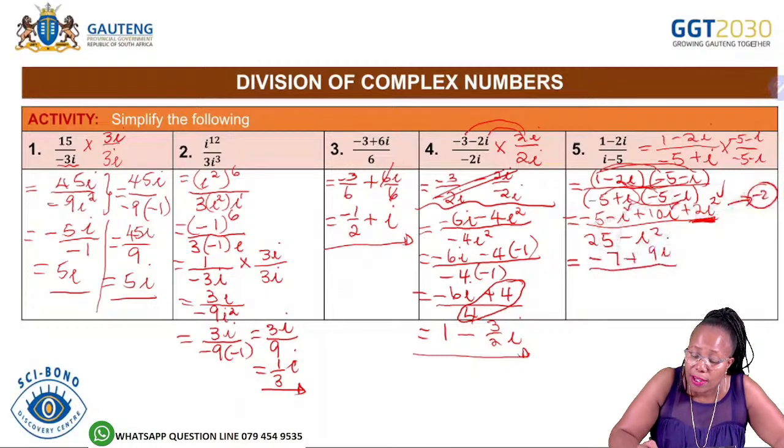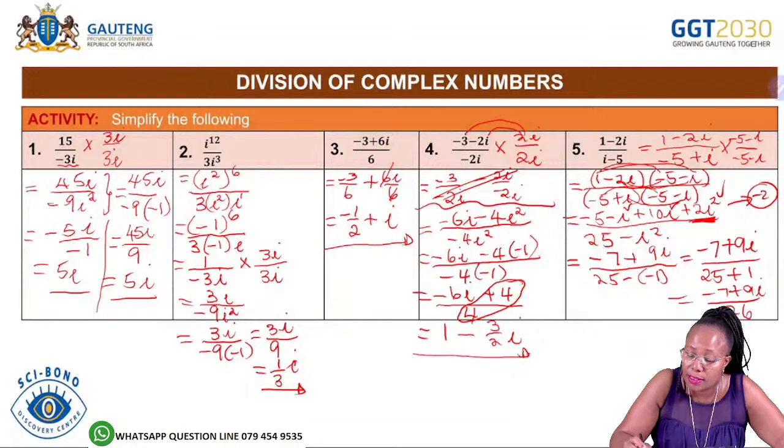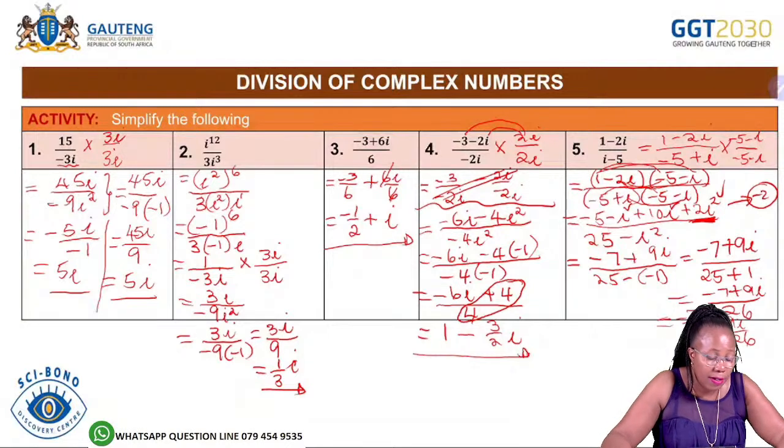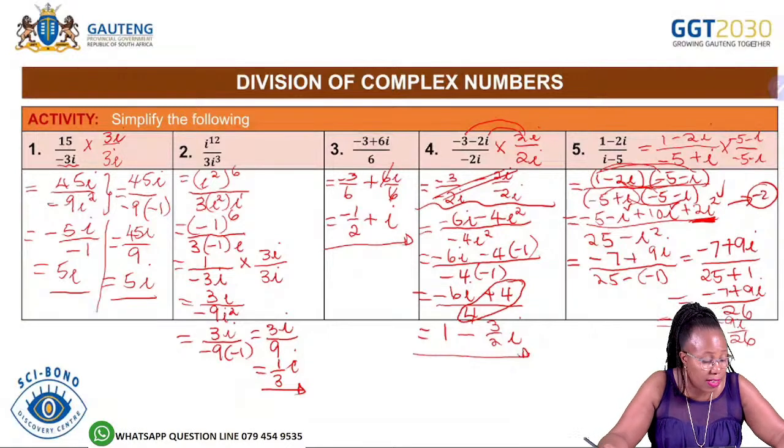Denominator, we are having 25 minus 1 for i squared. That is minus 7 plus 9i over 25 plus 1. So the answer is minus 7 plus 9i over 26. So you can split this in a plus bi form, and then this will be minus 7 over 26, and then plus 9i over 26. So that is a plus bi format. Okay, you can write that in the simplest form and continue.